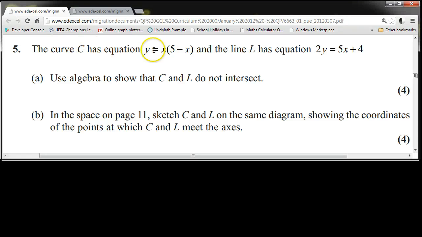The curve C has equation y equals x times 5 minus x, and the line L has equation 2y equals 5x plus 4. A: Use algebra to show that C and L do not intersect. B: In the space on page 11, sketch C and L on the same diagram, showing the coordinates of the points at which C and L meet the axes.